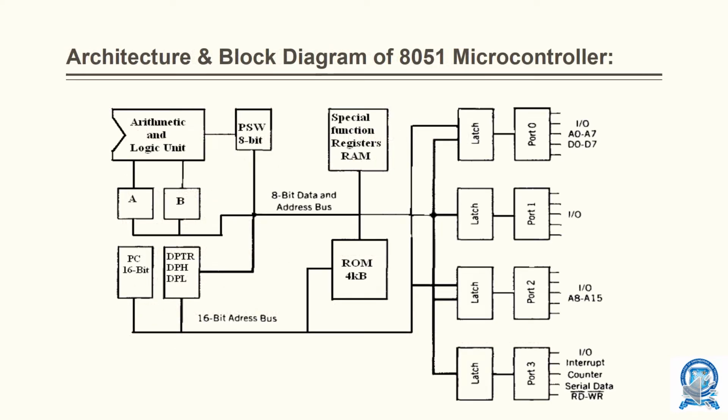This is the architectural diagram for the 8051 microcontroller. Here you can see the ALU block at the very first, the arithmetic and logic unit, followed by the A and B registers, followed by the program counter and data pointer DPTR, DPH and DPL. Next we have the status word or flag, which is 8-bit, followed by the special function register RAM and 4 kilobytes of ROM. In addition, it has 4 ports: port 0, port 1, port 2 and port 3.